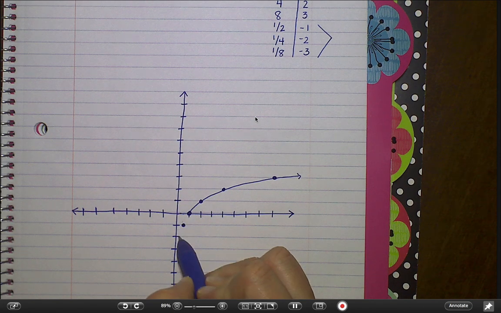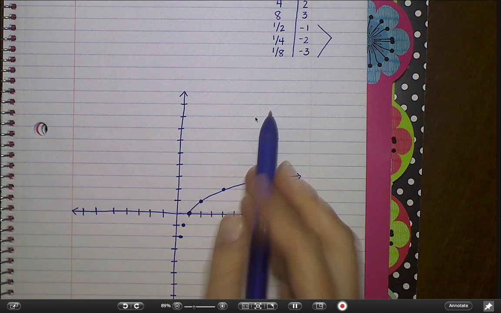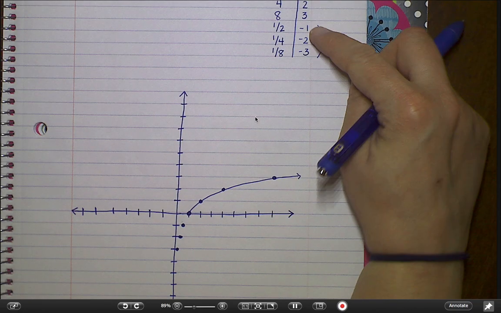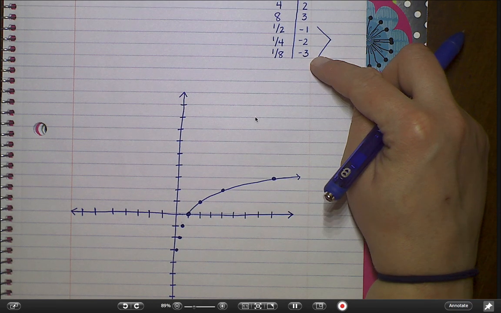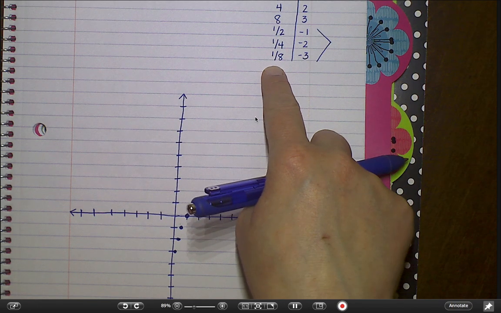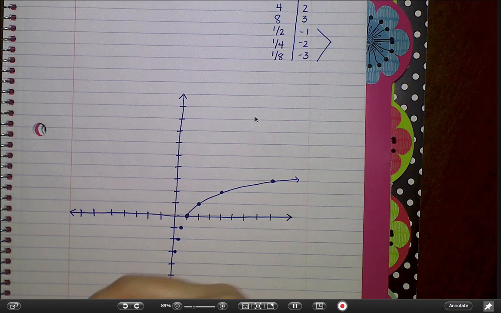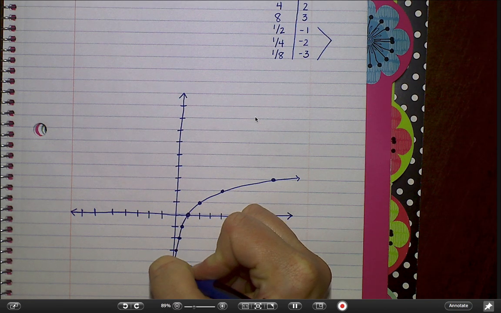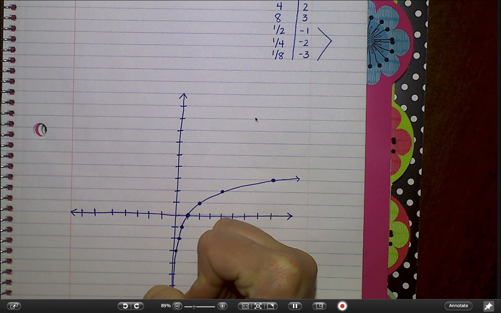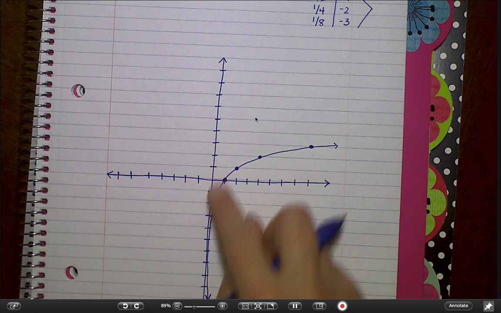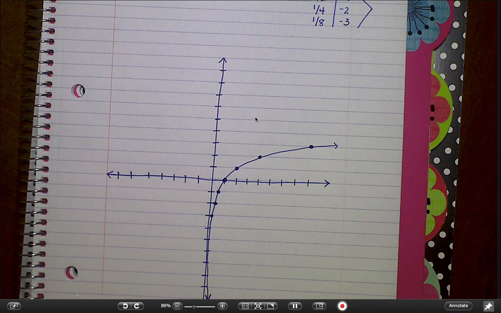(1/4, -2), and (1/8, -3). And what I'm hoping you'll see is that I can keep going further down this negative line, and these fractions are going to keep shrinking and shrinking, but they're never going to turn negative. Okay, they're never going to go past 0. And so that means that this line is going to keep getting closer and closer to the y-axis, but it's never actually going to touch it. And we have a word for that, okay? This thing is going to skim right along that y-axis but never actually touch it.